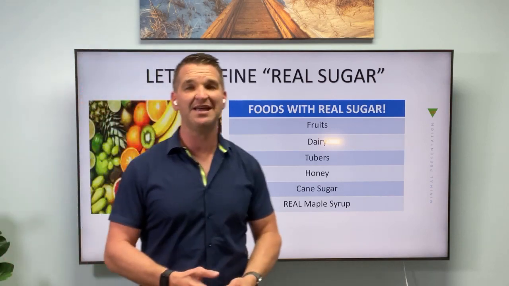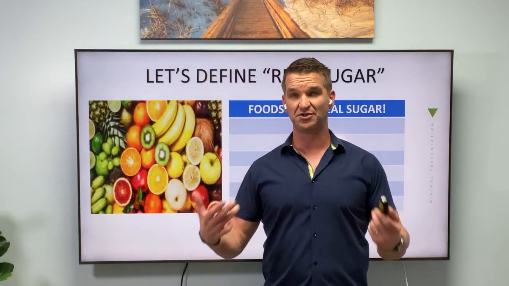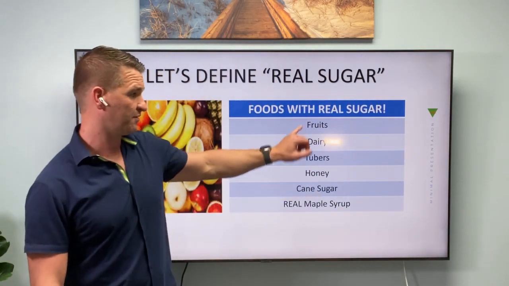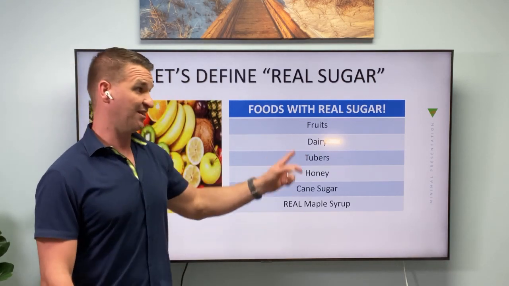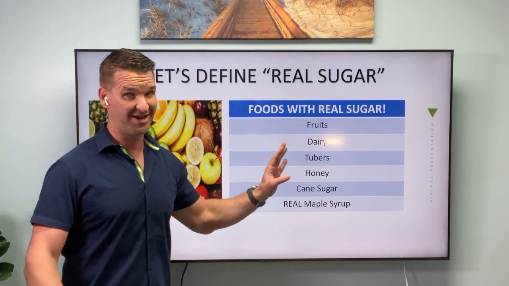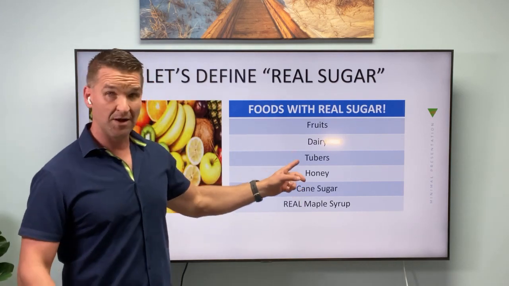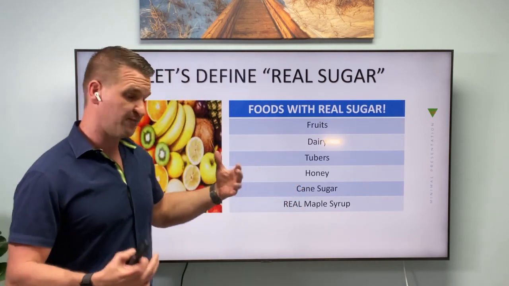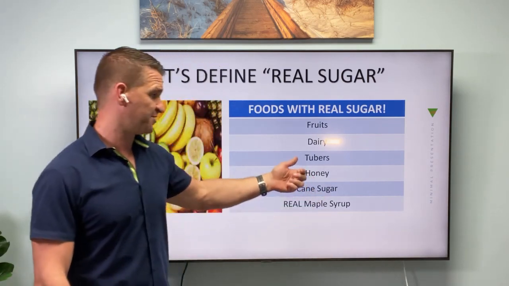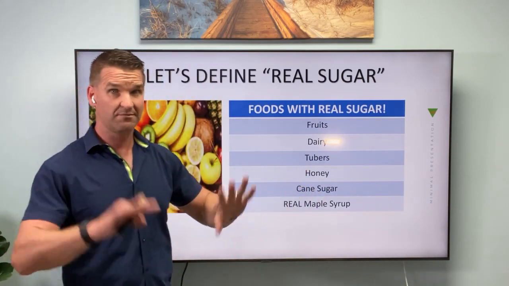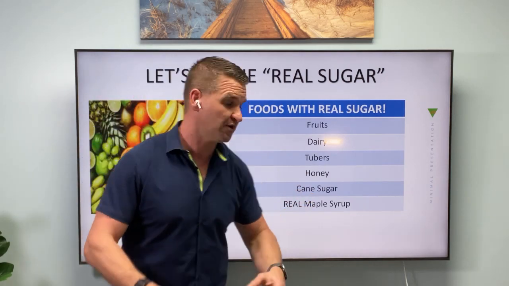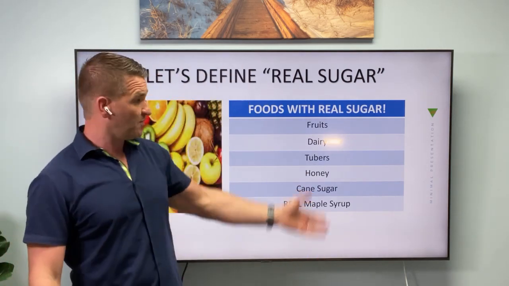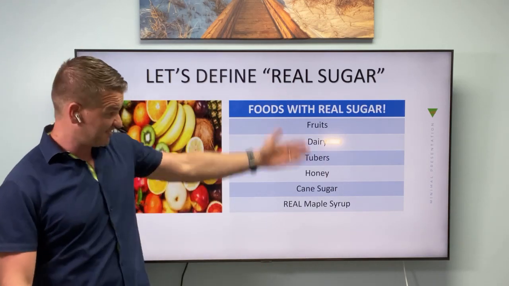So if you came to our house and you saw what we ate, we eat a ton of sugar, okay? We eat a lot of fruit, a lot of dairy, raw dairy, which I'll talk about in a little bit. We eat those tubers, right? The potatoes, carrots, all those different types of vegetables, tubers, honey, so much honey in our house. We have cane sugar in our house. Yes, the white cane sugar, and real maple syrup. So we eat a lot of sugar. But this is what we're eating.